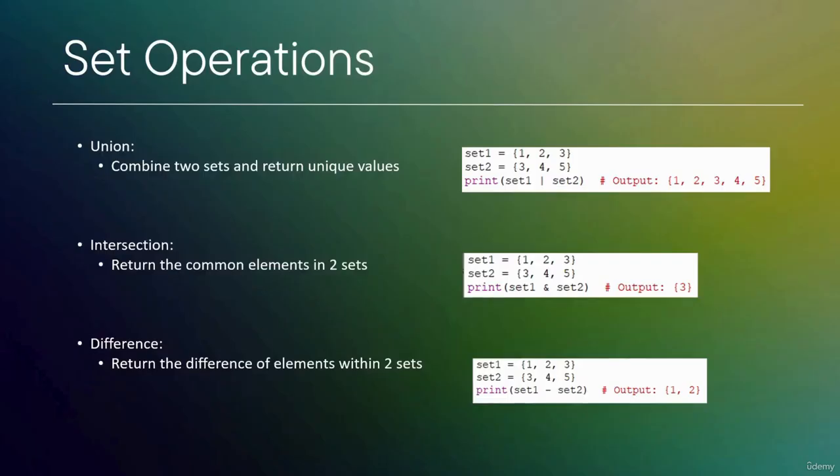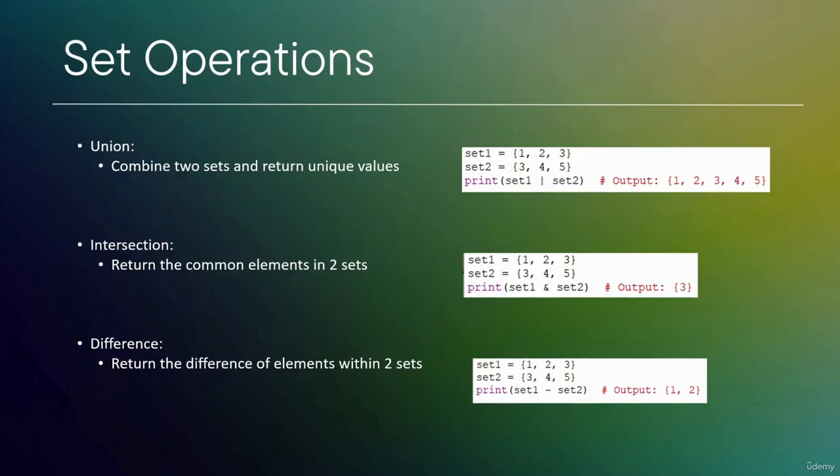And there are some operations for the sets that we can use. You can think of these sets like the sets we have learned about in mathematics. So if we consider them the same sets, we can perform similar kinds of operations on these sets too. So the first operation is the union operation. We can combine two sets and return unique values.